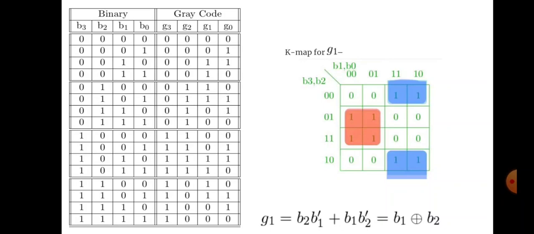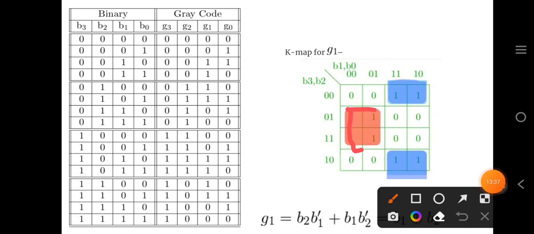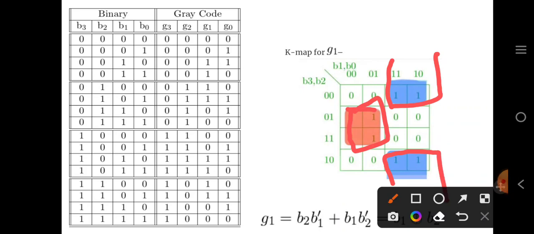I have already inserted it. Now the next step is to make the groups. So there will be two groups. The first one is represented by orange color. This is the first group of 4, and you can make a group of 4 like this. So these are the two groups. Now we have to write the SOP equation, sum of product.